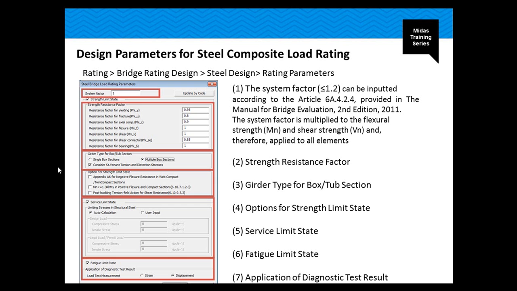Then you have the options for strength limit state. You can apply the Appendix A6 for negative flexure resistance in web compact or non-compact sections. You can also apply the positive flexure in compact sections, or the post buckling tension field action for shear resistance. These are the strength limit state options that you have in the program that you can use to make a more complete or detailed load rating for your bridge.